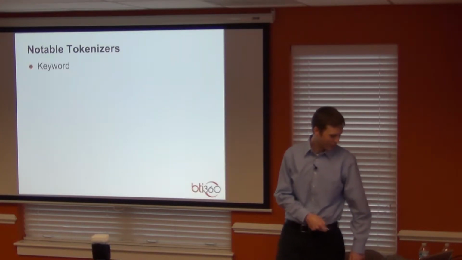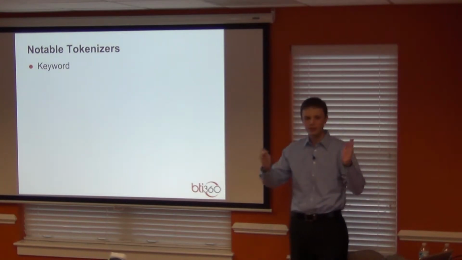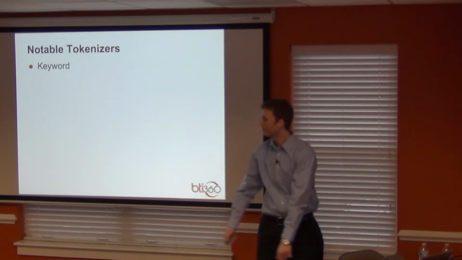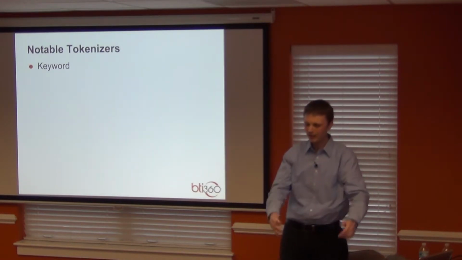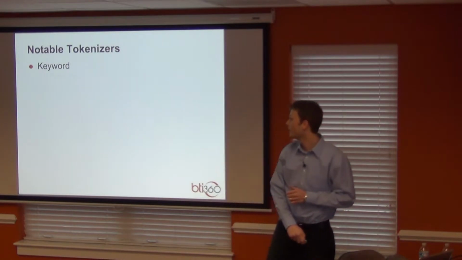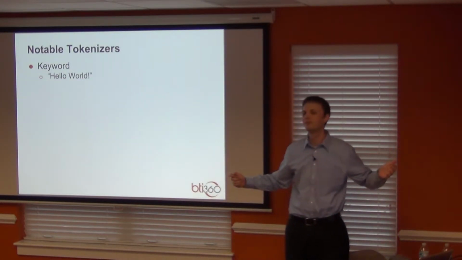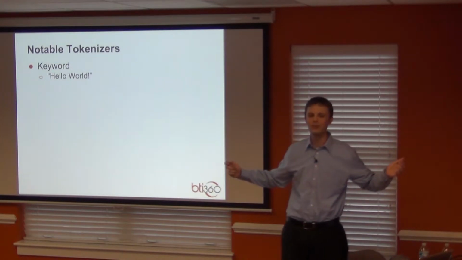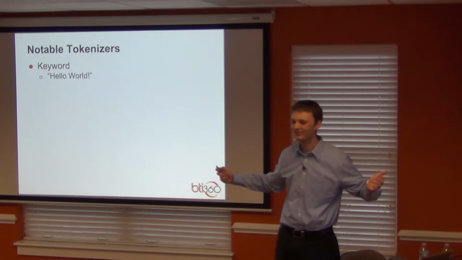All right, so tokenizers. We've got character filters, right? With character filters, you take a string and output a string. Now we're going to do a tokenizer, right? We've got a string input, and now we're going to tokenize it into multiple tokens afterwards. So we've got a keyword. What do you think a keyword would be? Guess? Just somebody throw it out there. There's no stupid answers.